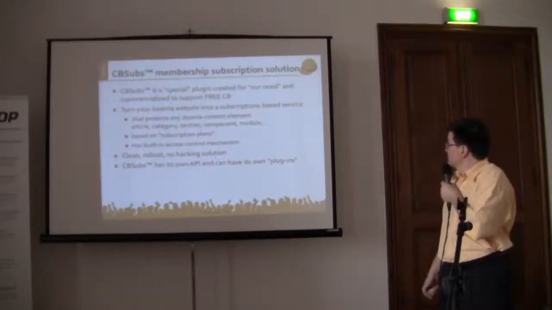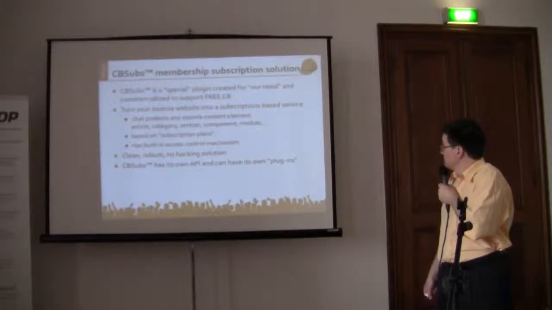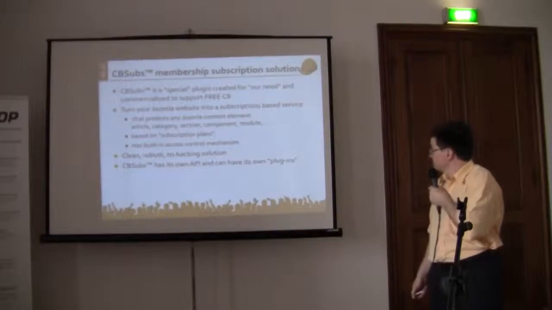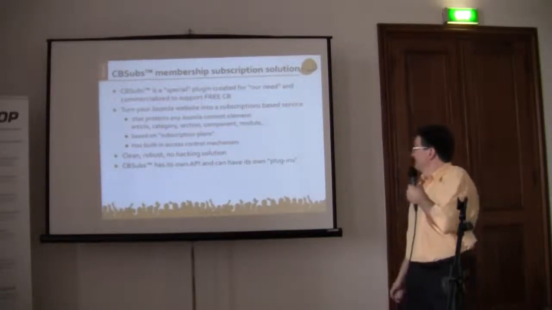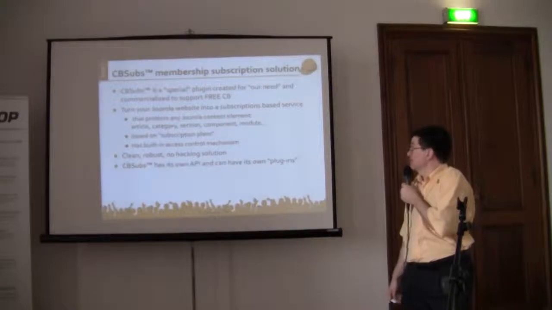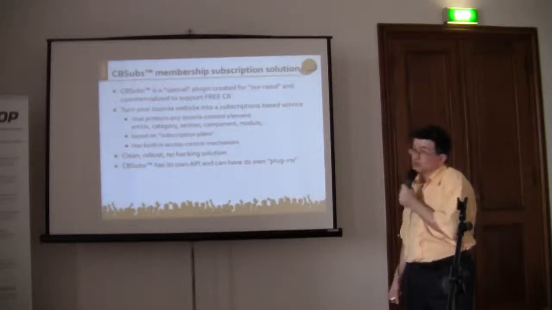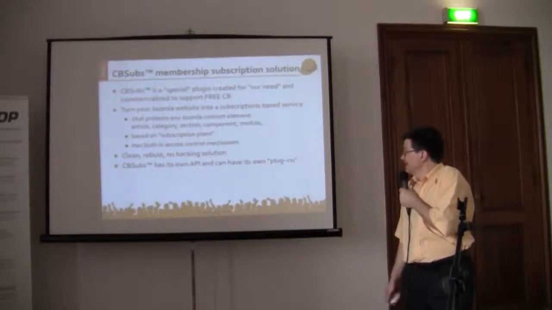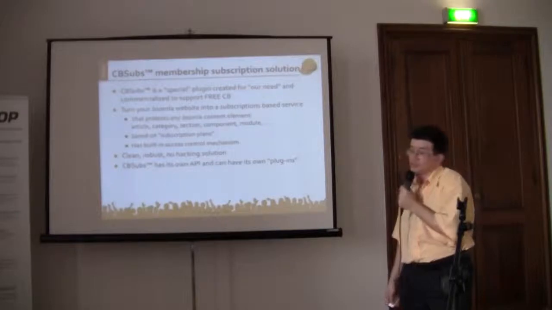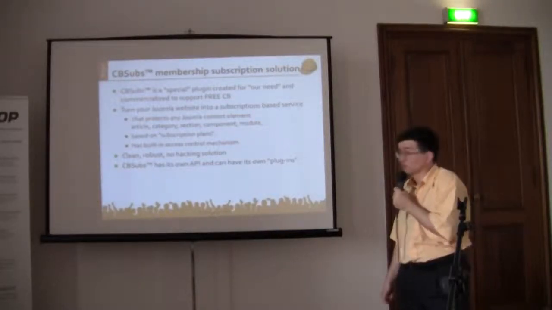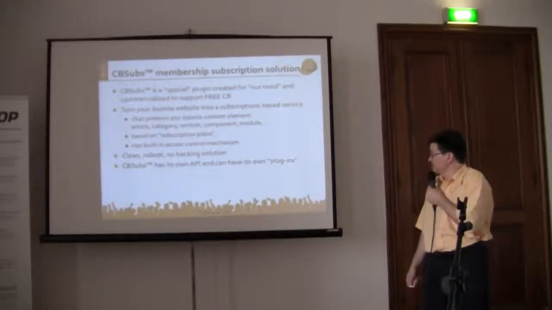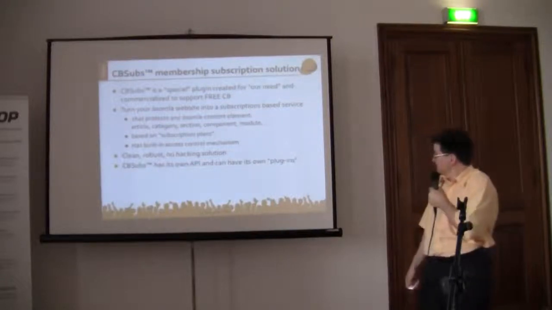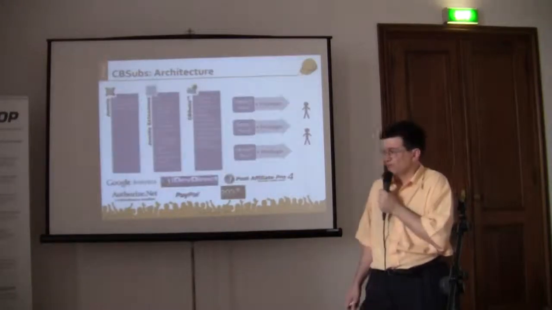And finally, CB Subs, our membership subscription solution, a really special plugin which was created for our needs to handle payments and memberships, as the name says, and to turn any Joomla website into a money-making machine. It protects any Joomla content components and has really robust and wide access control. It has an ACL system which runs on all Joomla and Mambo versions, with a very fine-grained ACL integrated, so no need for any third-party ACL. We have our own API for that, and it comes with about 15 integration plugins.